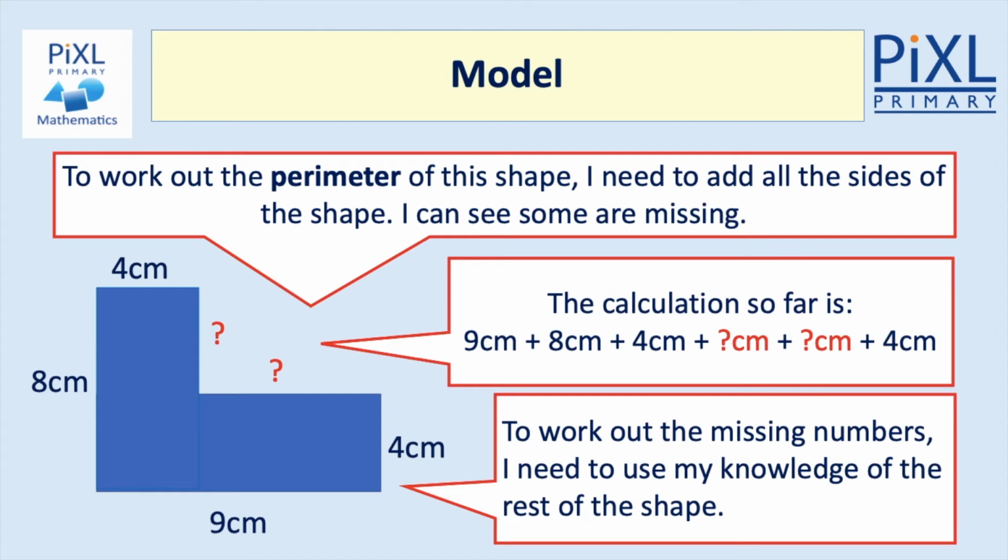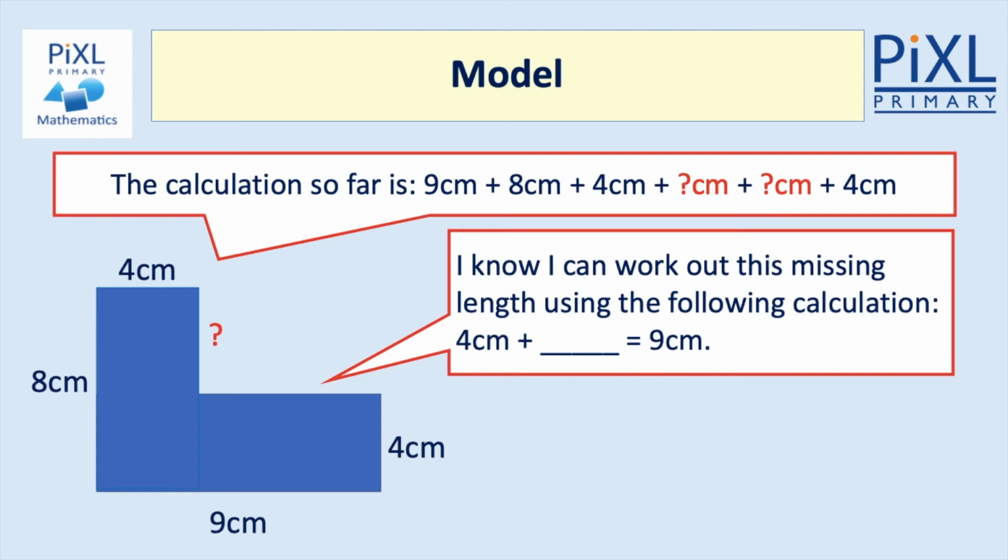The calculation so far is 9 centimetres, add 8 centimetres, add 4 centimetres, add something, add something, add 4 centimetres. To work out the missing numbers, I need to use my knowledge of the rest of the shape. I know that I can work out this missing length using the following calculation. 4 centimetres add something equals 9 centimetres.